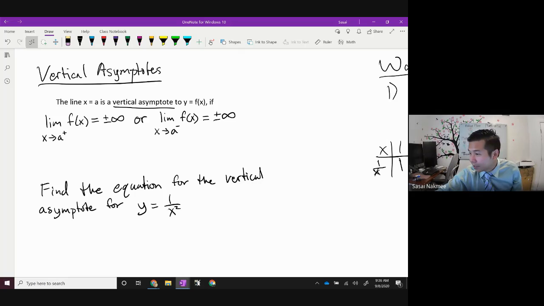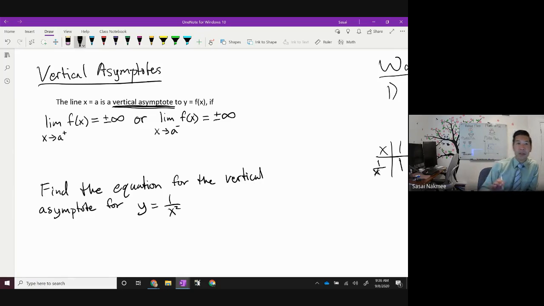Give me a second here. Hopefully you guys get that down, right? It's the limit as it goes off towards infinity or negative infinity as x approaches a number, not as x goes towards infinity. As x approaches a number. That pretty much defines what the vertical asymptote is.